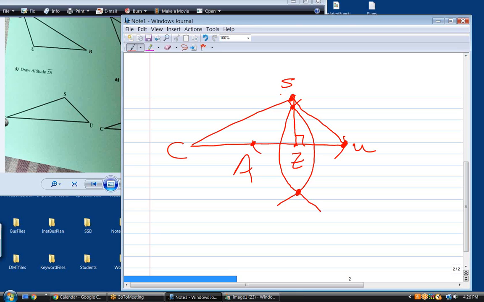If you make the distance of your compass go from S to U, you wouldn't really want it to be bigger than that, because then the arc would be out there and you'd have no clear point to put your line unless you extended CU some. So making it exactly SU distance works perfect, because now I'll know that ZU is equal to ZA, and just drawing a line between that point and that point gives me Z, and it's guaranteed to be an altitude.